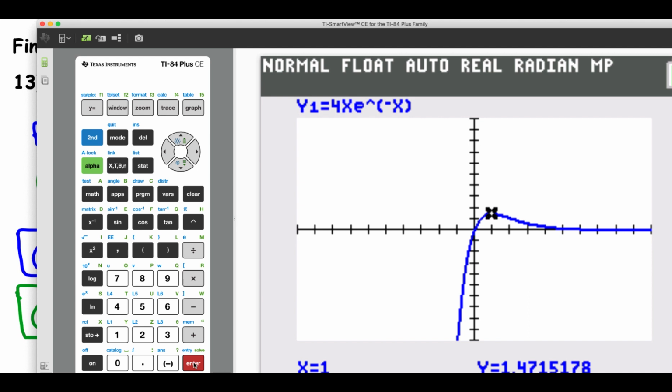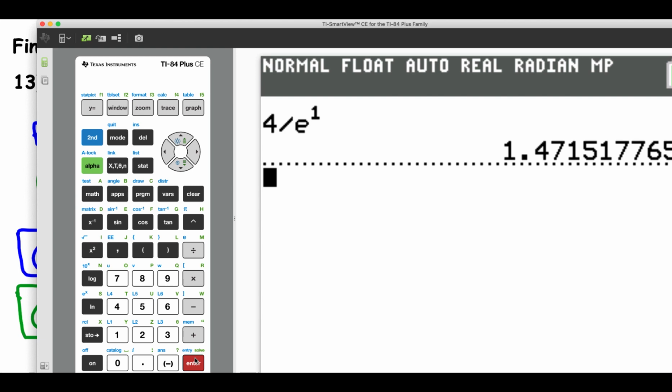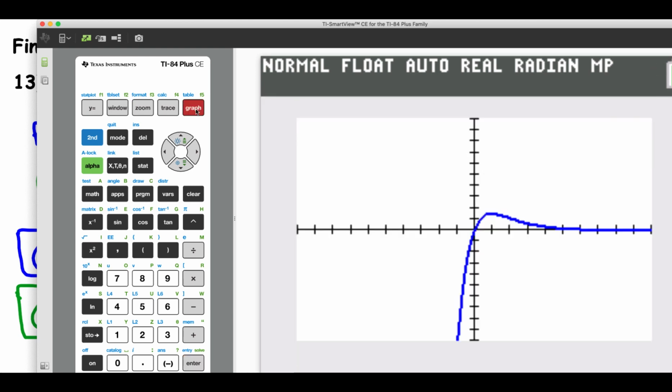1.4715. I wonder if that really is 4 over e. 4 over e, 1.47. Sure is. Okay, great. So that is the max, (1, 4 over e). And then the point of inflection should be at (2, 8 over e squared). That's going to be right about there.